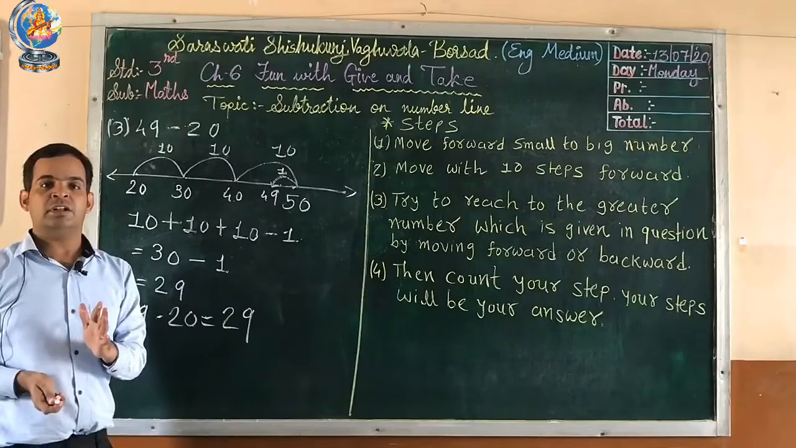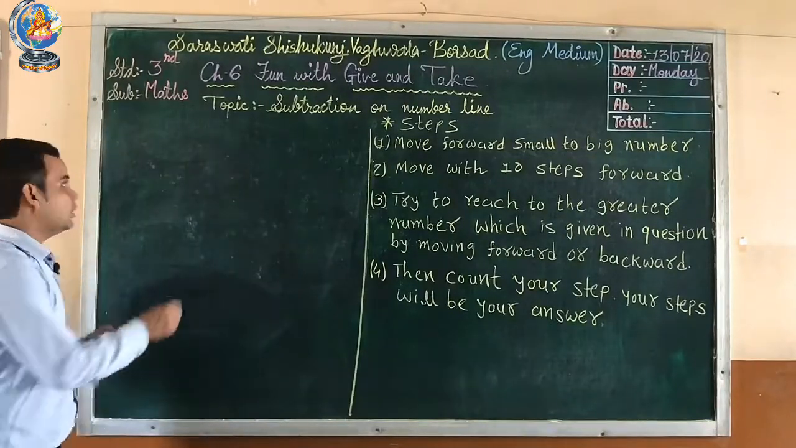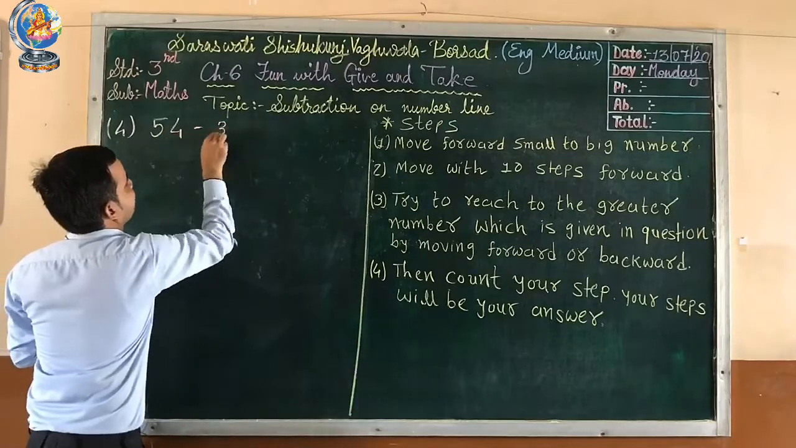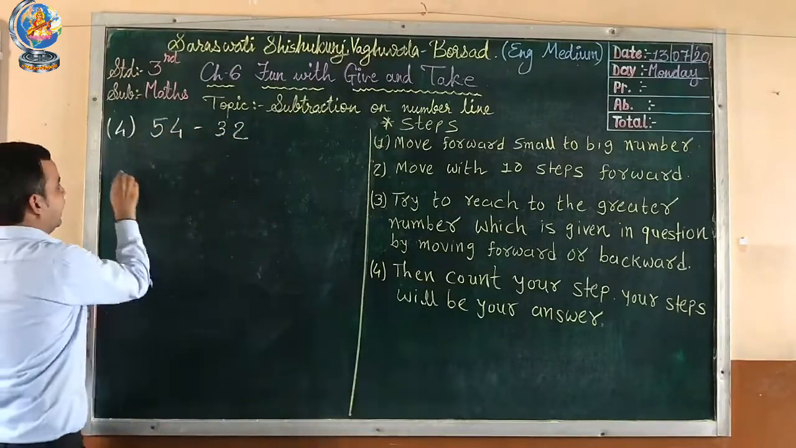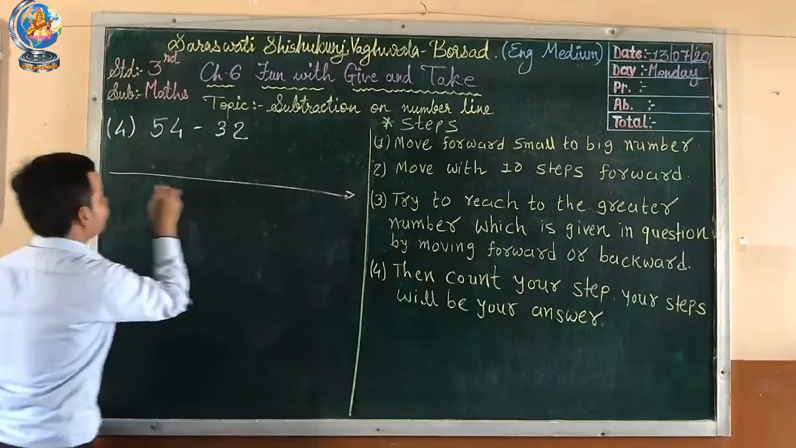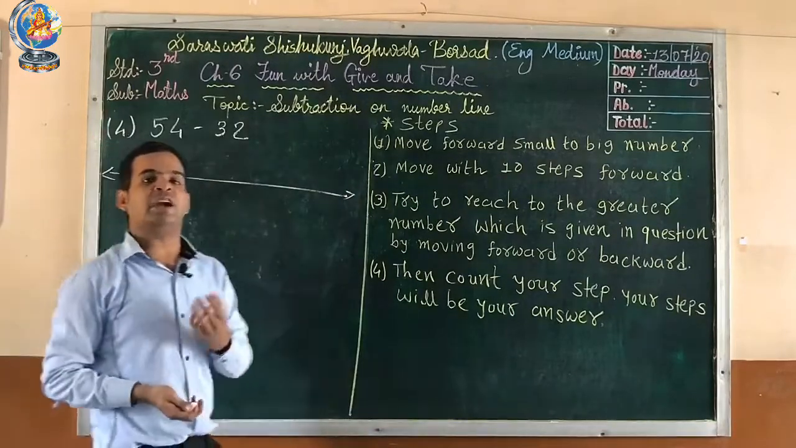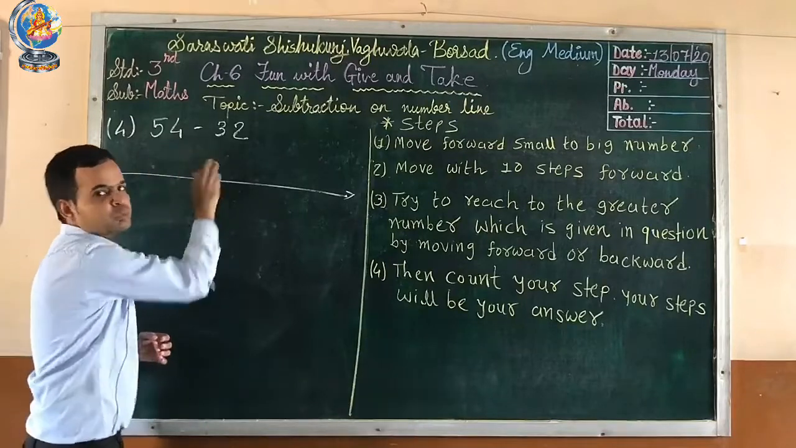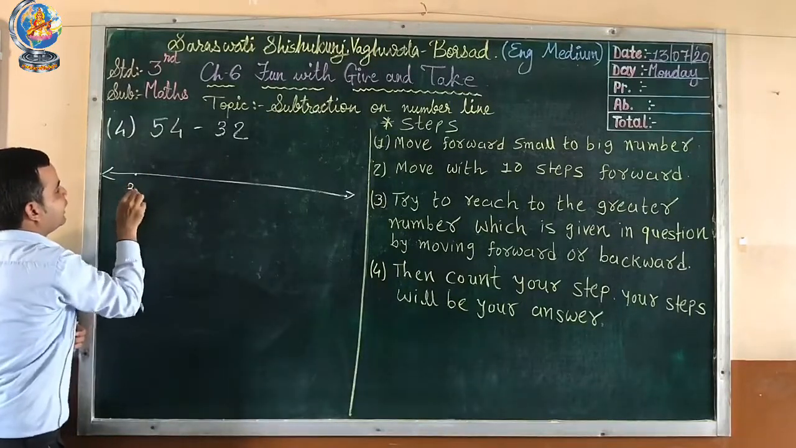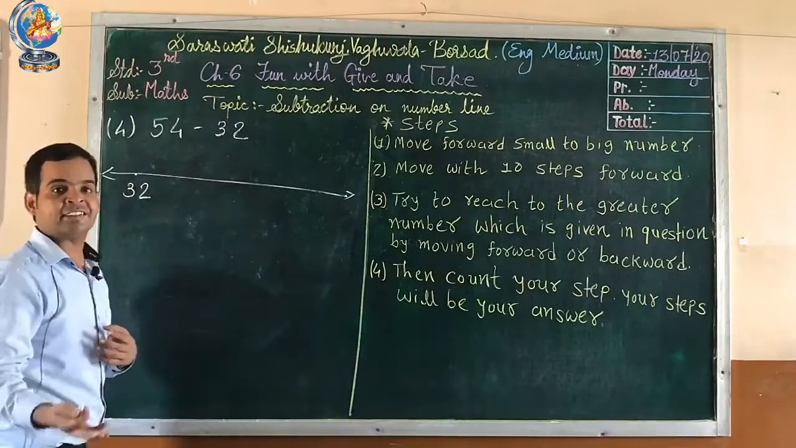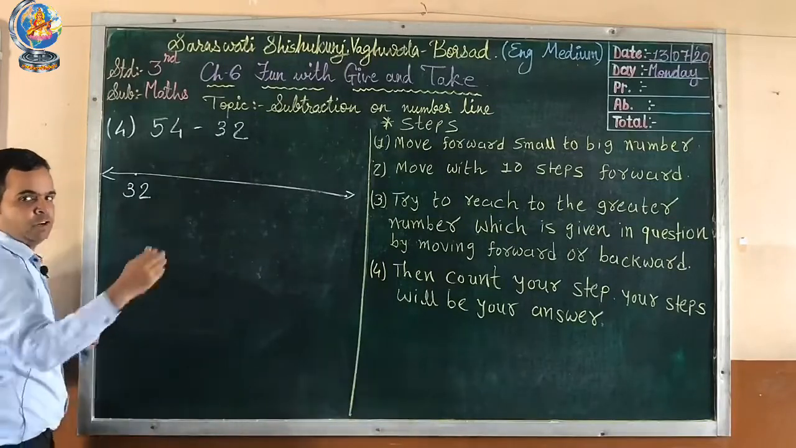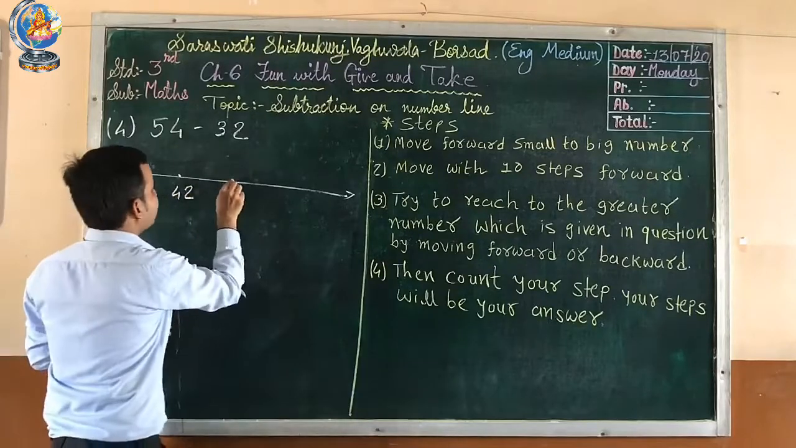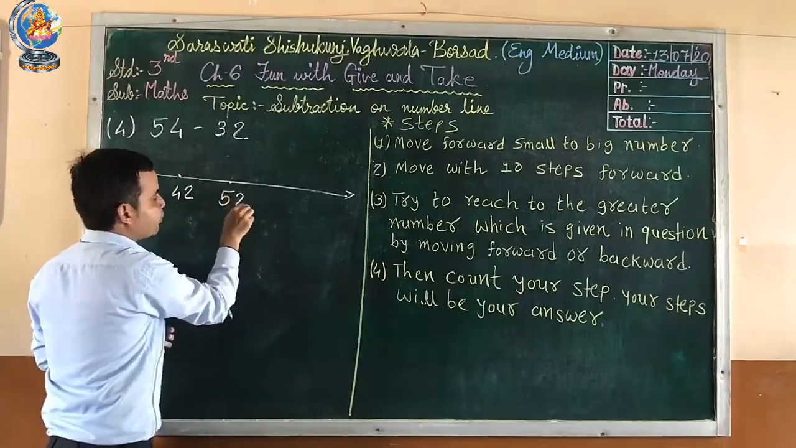Understood about this sum? Let's start our fourth sum: 54 minus 32. Now we have to go according to these steps. First of all, on the number line we write the small number. If you observe, 32 and 54, 32 is the smaller number, so I write 32. Now in the second step we go 10 steps forward. So 32, 42, then if we add 10 we reach 52.